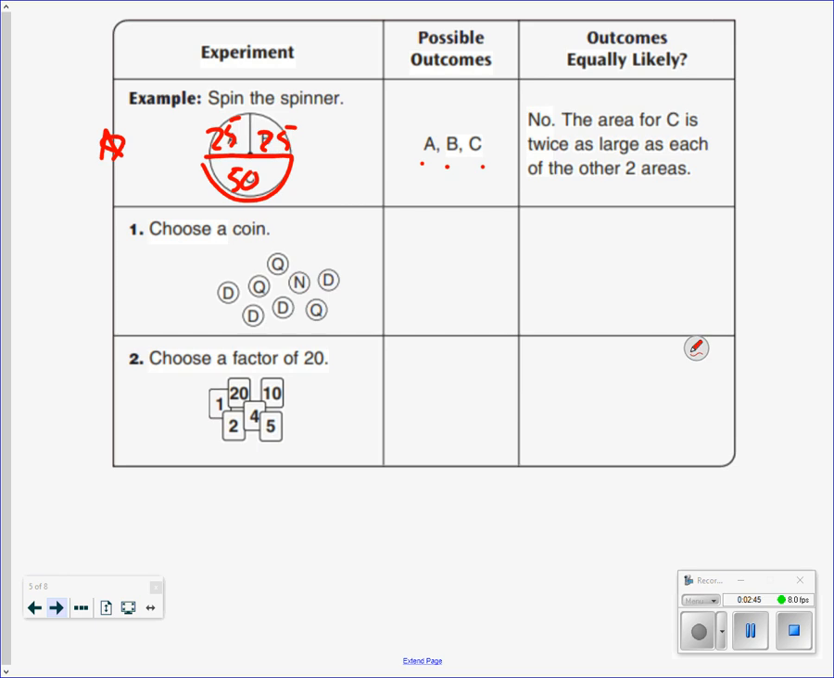Let's take a look at the next one. We have, choose a coin. We have dimes, quarters, and nickels. So possible outcomes, we have dimes, we have quarters, and we have nickels. Are the outcomes equally likely or not likely? No, there isn't an equal number. So they're not as likely.